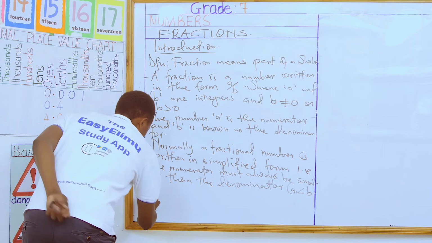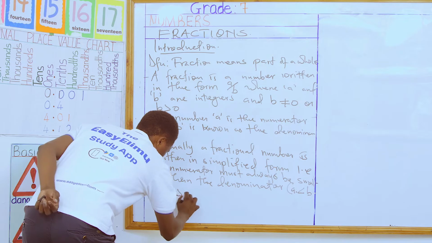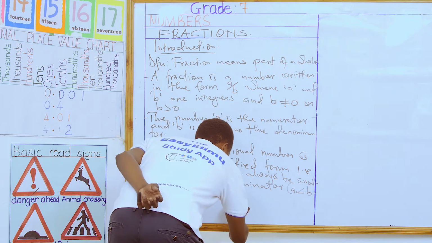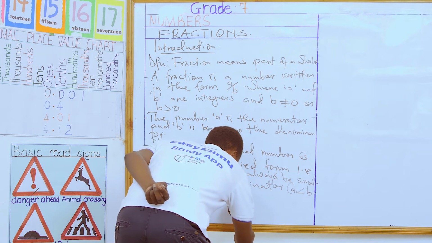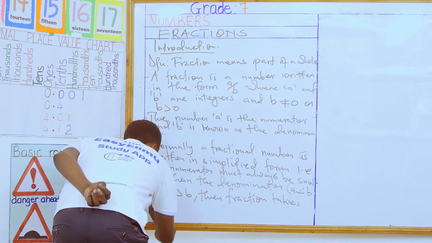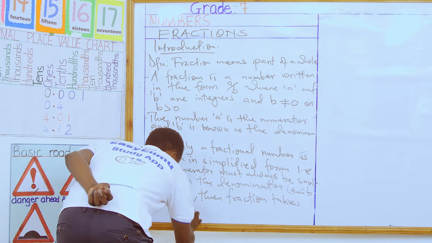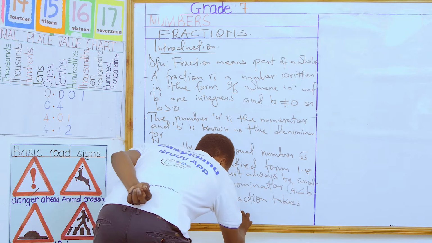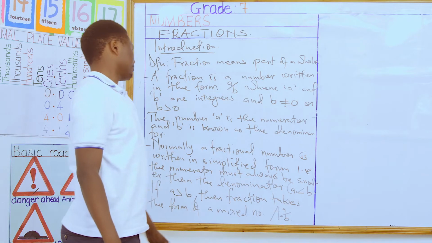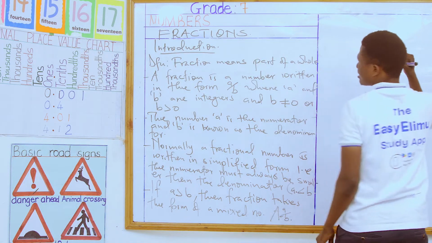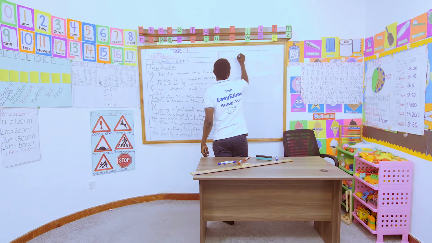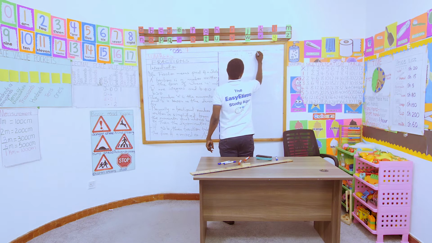However, if A is greater than B, then the fraction takes the form of a mixed number A A over B. So the first thing we are going to discuss under fractions is comparing fractions.